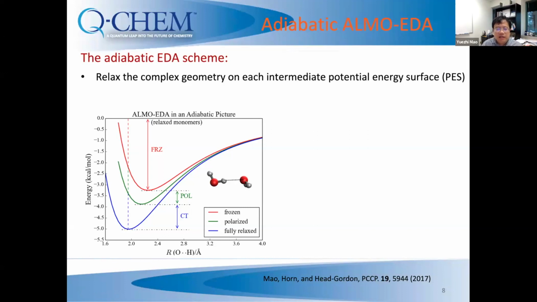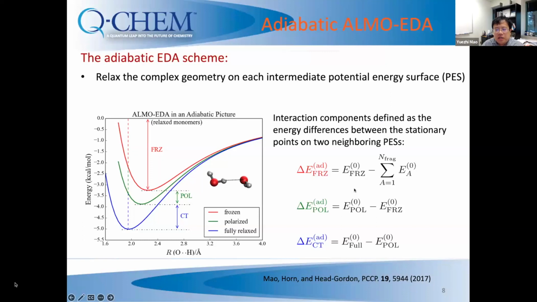So here this method is called adiabatic EDA. What we do is we relax the complex geometry on each of these intermediate potential energy surfaces, including the monomers and also the fully relaxed state, the initial and the final states. So we optimize the geometry, and then the energy component will be defined as the energy difference between the stationary points on each of these surfaces, instead of calculating this on this vertical line, right?